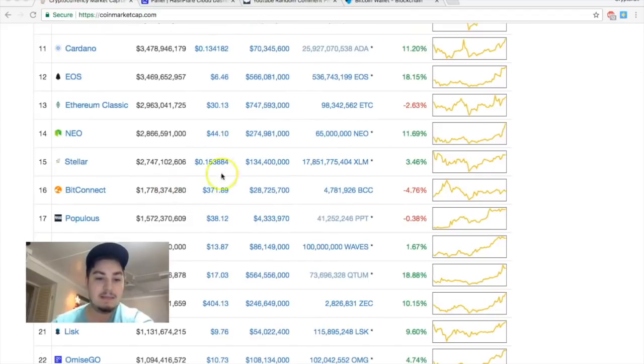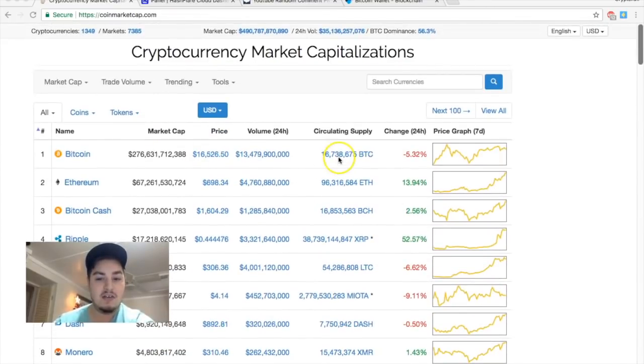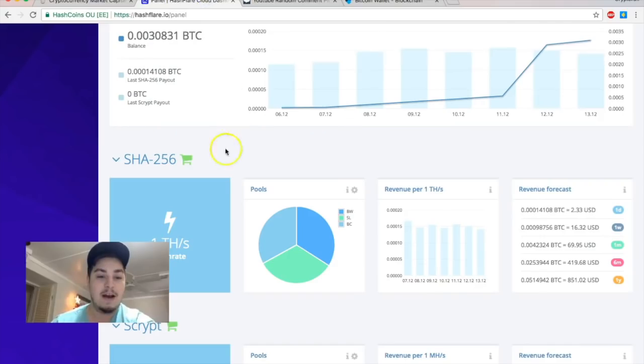Coming down to Bitconnect, Bitconnect floating around $371, down a little bit, just following trend with Bitcoin. Actually, Bitcoin's at a much needed correction, going sideways a little bit, remaining stable. Super excited about that. All right, so to what today's topic is all about, Hashflare.